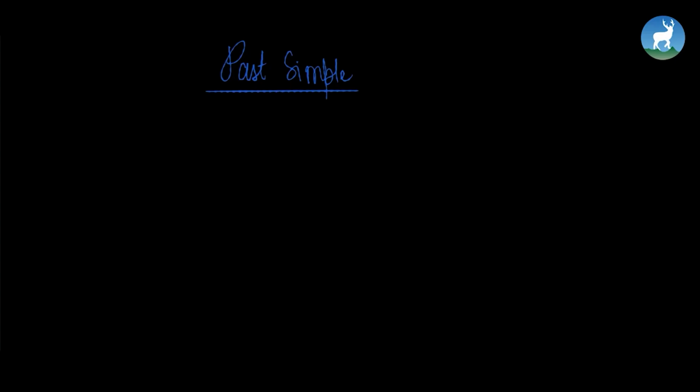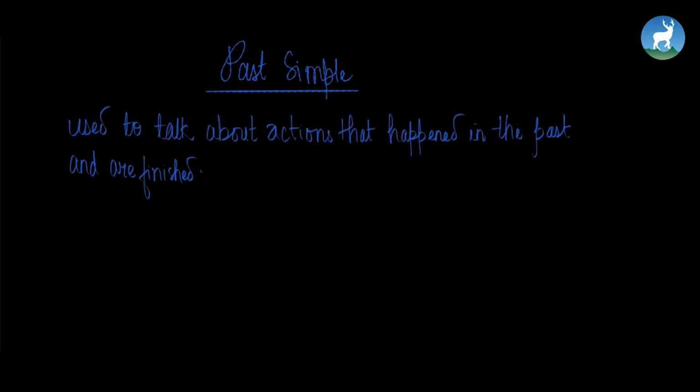Past simple or simple past tense. So let's first understand what is simple past or past simple tense. Simple past tense is used to talk about actions that happened in the past and are finished. And when we are learning about simple past tense, we should also be aware of regular verbs and irregular verbs in simple past tense. Let's learn them.